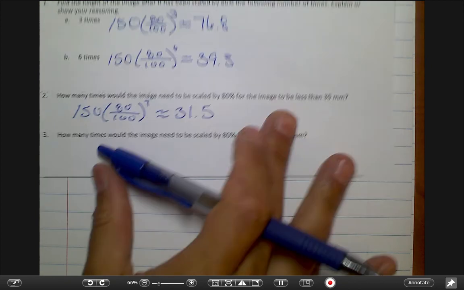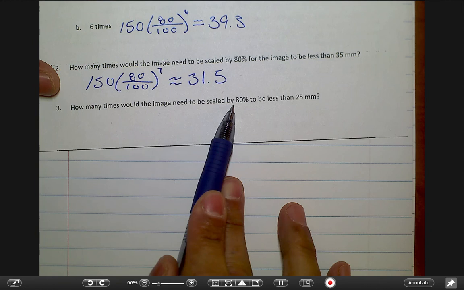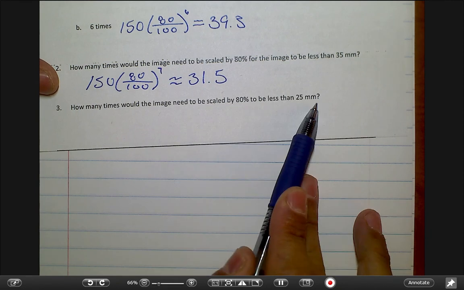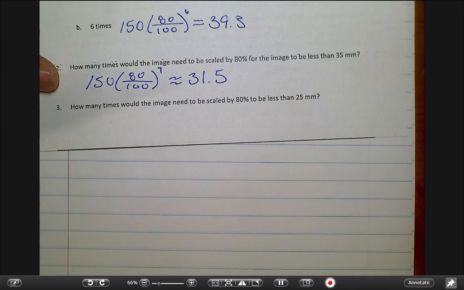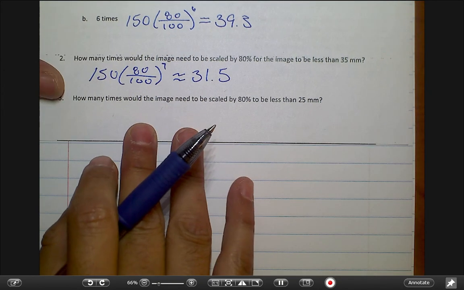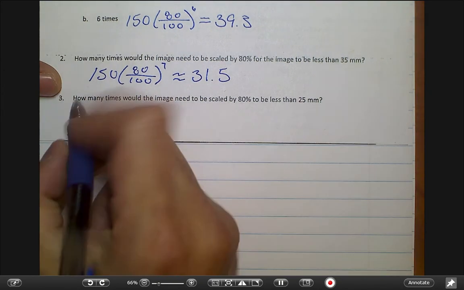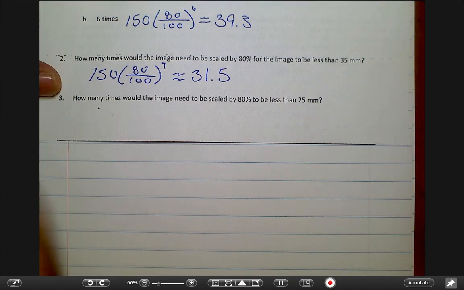So next one right here states, how many times will the image need to be scaled by 80% to be less than 25? 9 times. 9? Yes. You guys saying 9? Did you guys already try it? Yes. Oh, dang. Got some people on top of things today. 8 would have been 25.1. That wouldn't work, right? No, because it's not less than it.